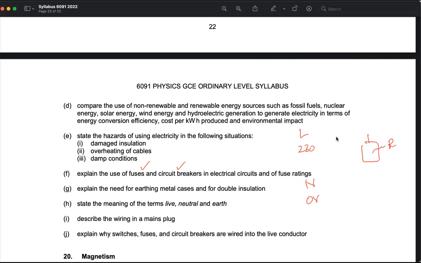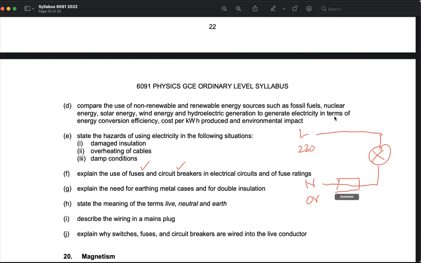Let me just explain further. I talked about the switch already. Now I'm going to talk about a fuse. The fuse you can put anywhere because what happens is, let's say I have a fuse here.